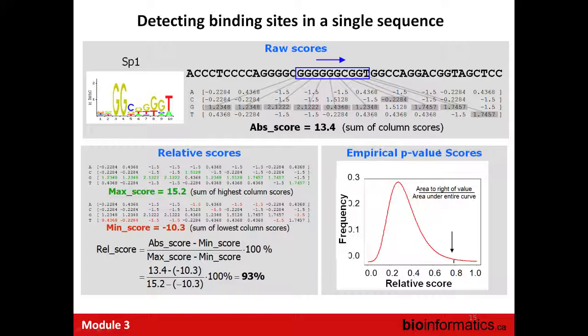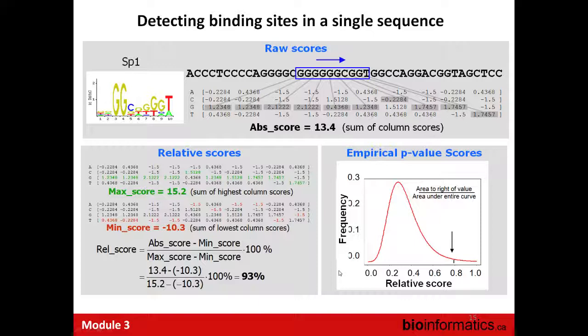You can also use methods to convert this sort of thing into a p-value, which can also be very useful. People often like looking at this sort of thing. To do that, you look at all of the possible scores and see what percentage have a higher score than what you've actually determined with your raw score.